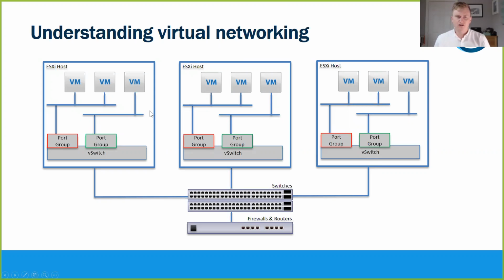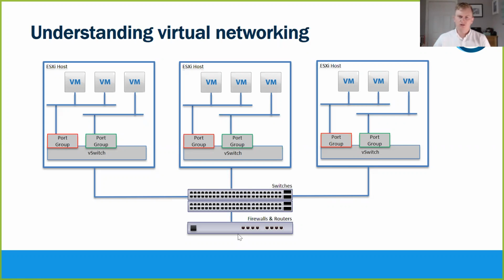Now, what you can see on screen, and if you just follow my mouse, we have 3 VMware ESXi hosts. Those are all connected via the virtual switch, via uplinks, down to the physical core, and then obviously from there onwards and upwards out to firewalls and routers, whatever the specific topology of your network is.